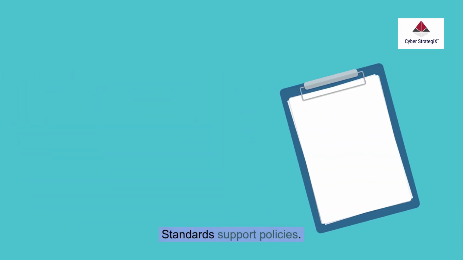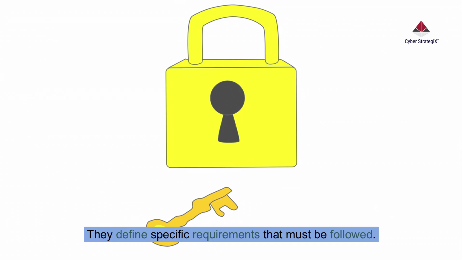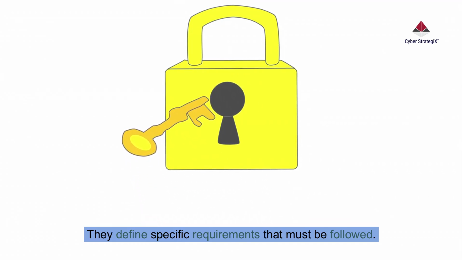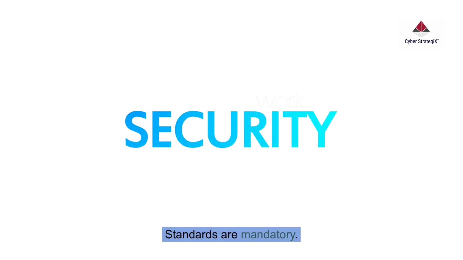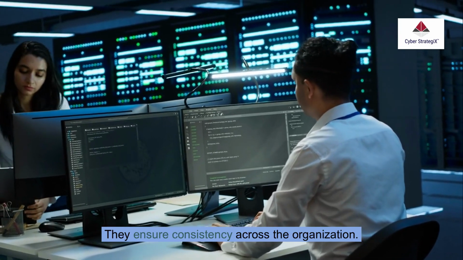Next are standards. Standards support policies. They define specific requirements that must be followed. Standards are mandatory. They ensure consistency across the organization.